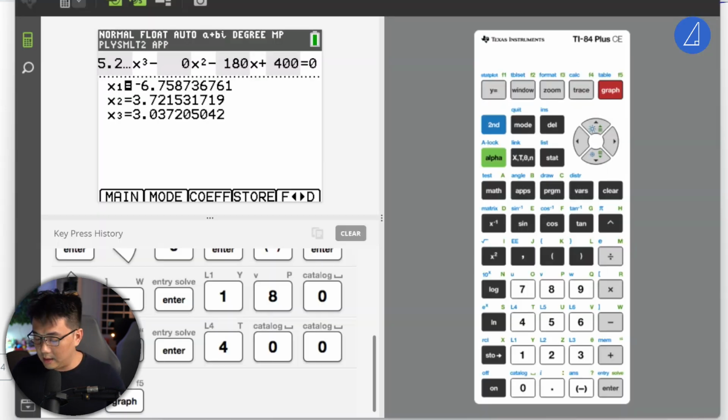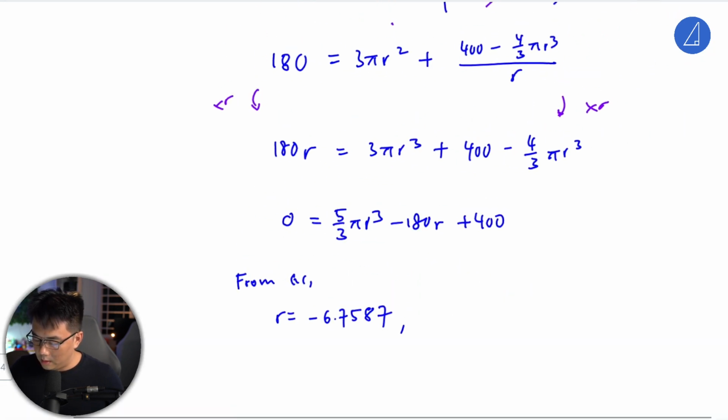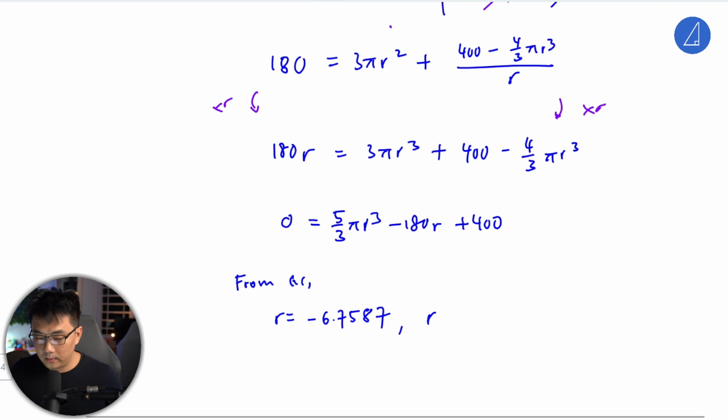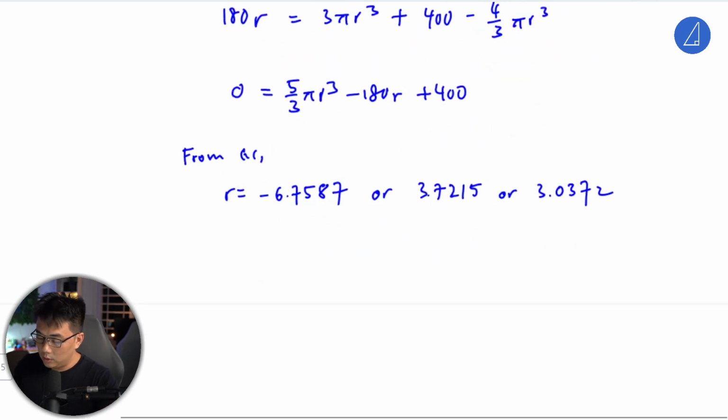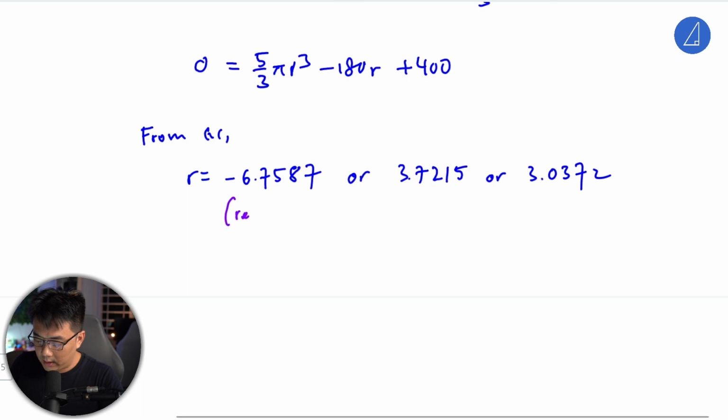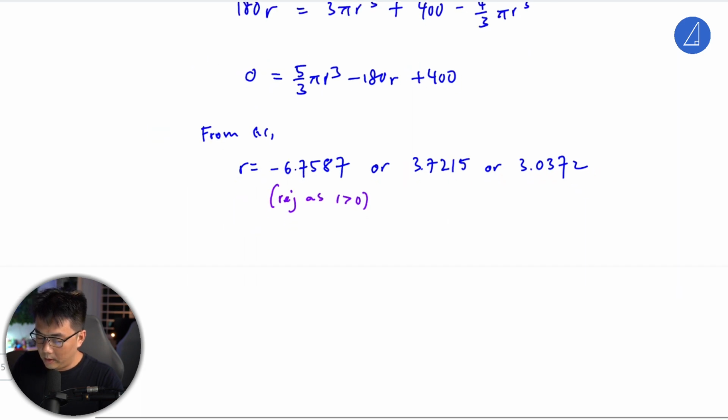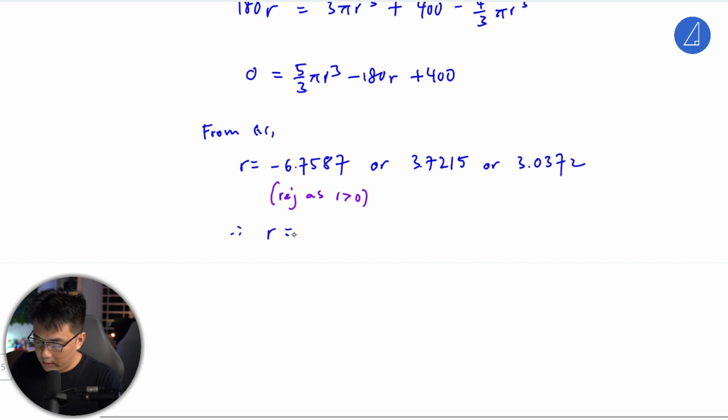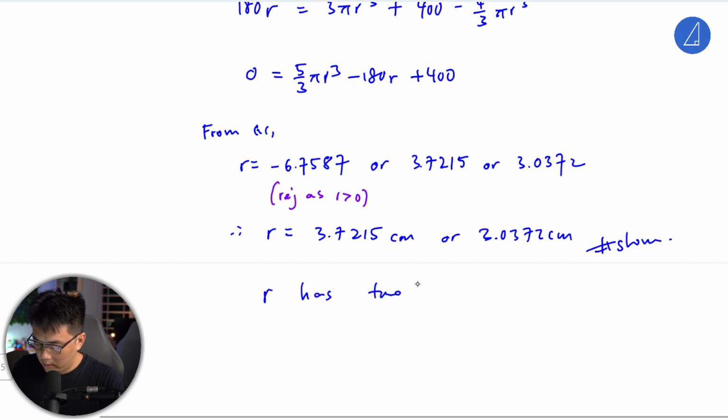r equals, because it didn't ask for exact, so this is negative 6.7587. So these are the three roots. Obviously you reject this. This is rejected as r is bigger than 0. So hence r equals 3.7215 cm or 3.0372 cm, shown. Okay, r has two possible values.